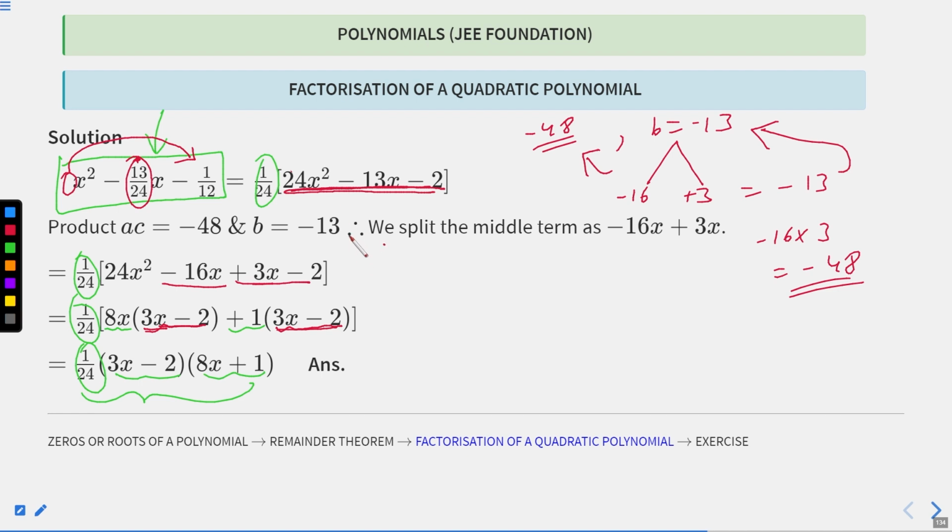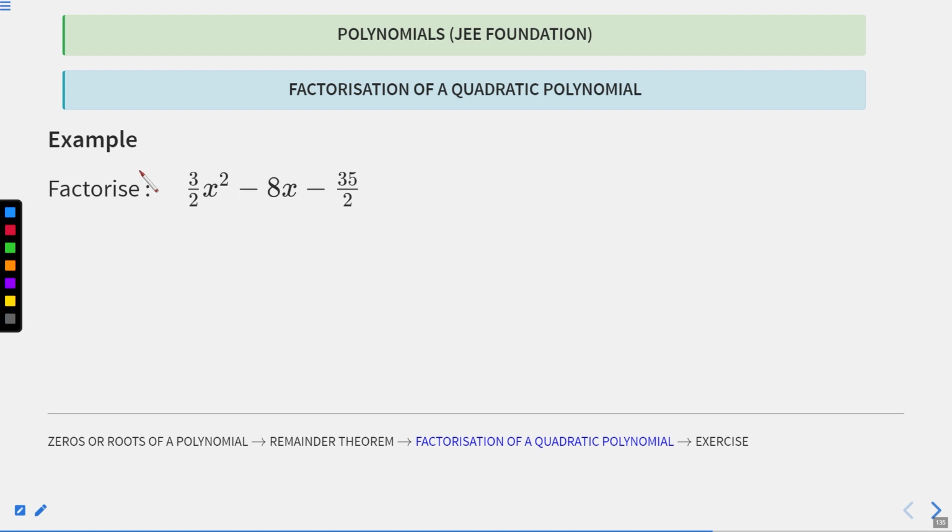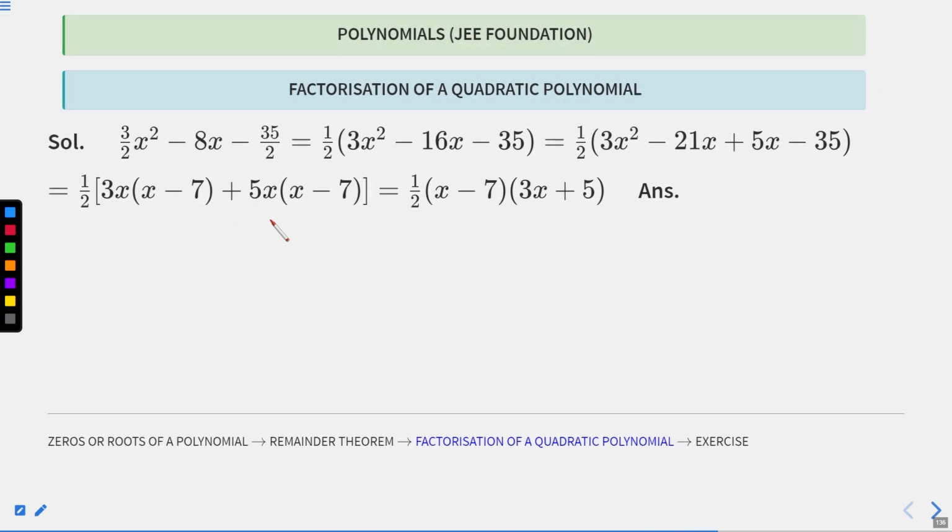Okay, let's move further. So I hope the approach for this is clear now. So what we will do, first we will try for the LCM. Okay, so taking LCM as 2, you will get 1 by 2 common out, and inside the bracket you will form this type of quadratic expression. Okay, now just multiply this and this, what will you get? The product is this, 105. Okay, I hope this is clear. So my product is 105.